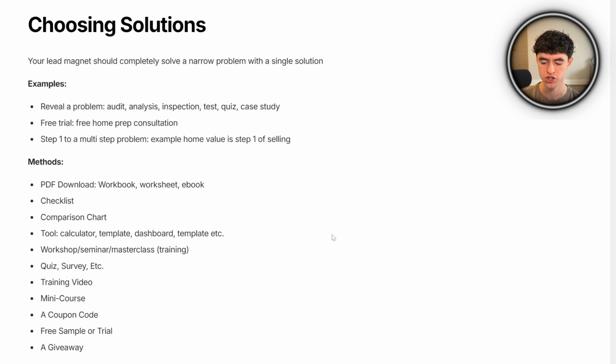So for example, they should reveal a problem, either with an audit, analysis, inspection, test, quiz, a free trial, like a free home prep consultation, or a step 1 to multiple step problem. Like for example, home value is step 1 of selling. These methods can include PDF downloads, checklists, comparison charts, tools, workshops, quizzes, training videos, etc.